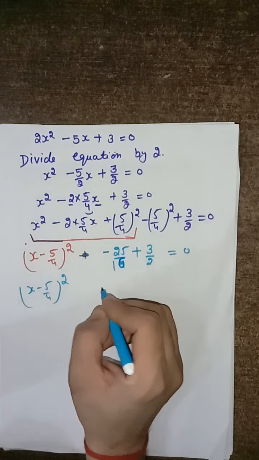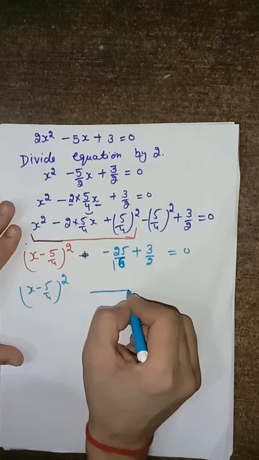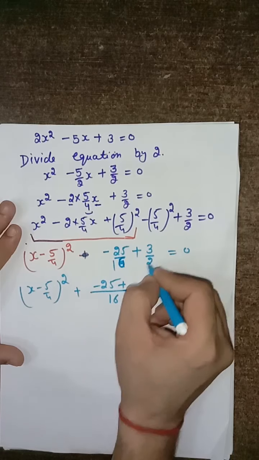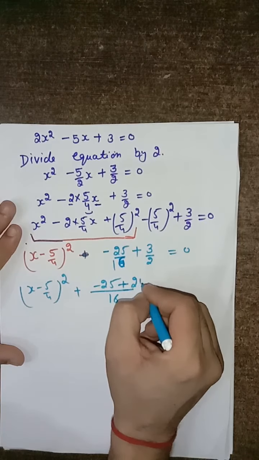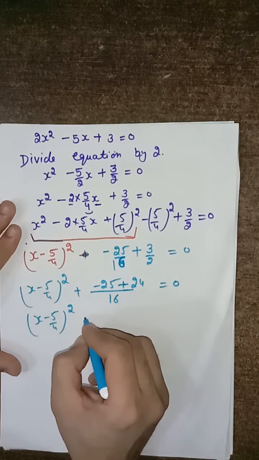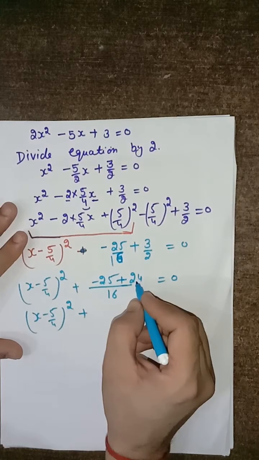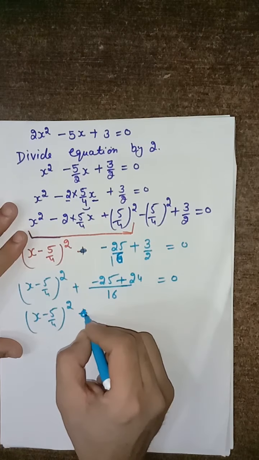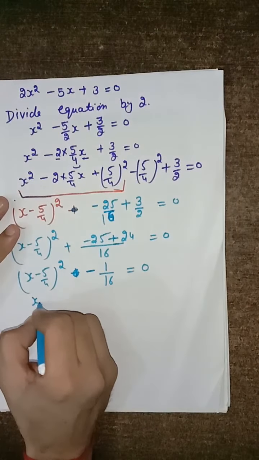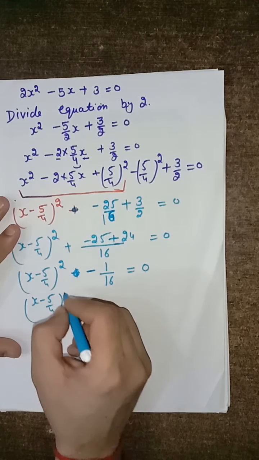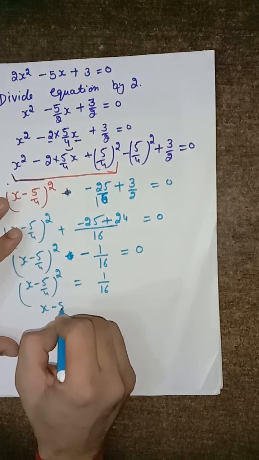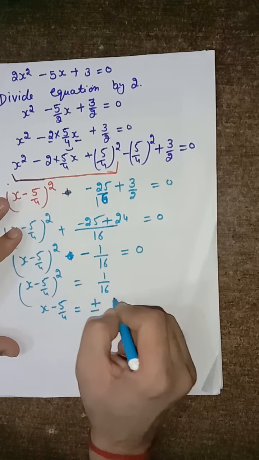Take the LCM of 2 and 16. This will become 16, and minus 25, and 8 threes are 24. Now x minus 5/4 whole square plus minus 25 plus 24 means minus 1/16. This will become minus 1/16 equals 0. If we move minus 1/16 to the right side, it will become positive 1/16. And x minus 5/4 becomes equals plus minus 1/4.